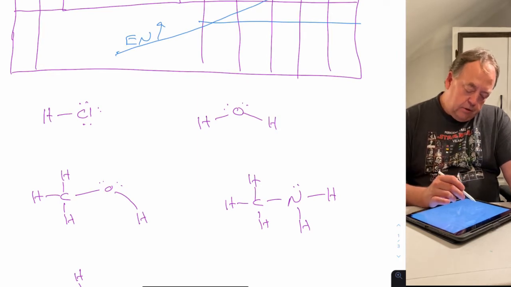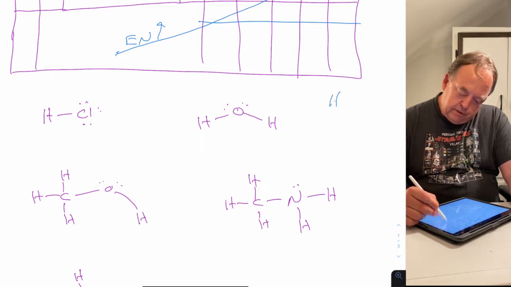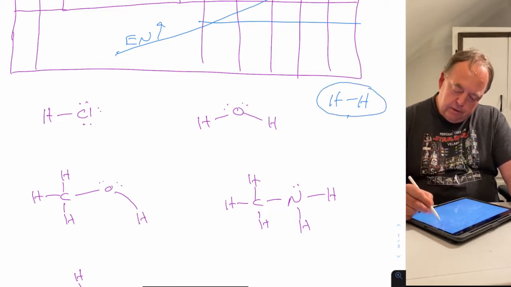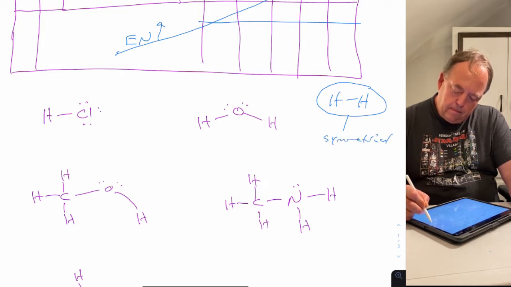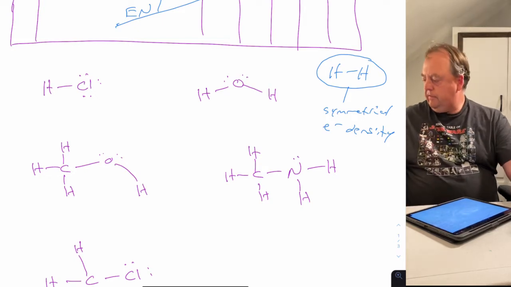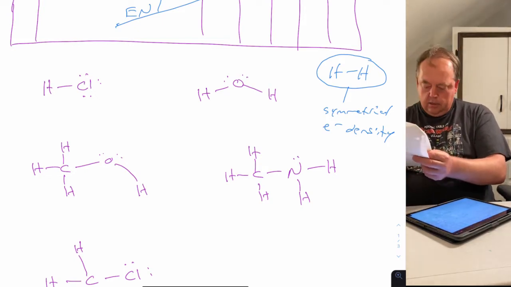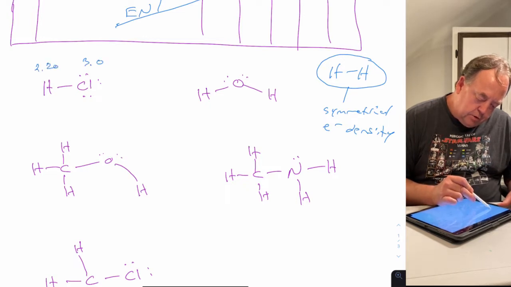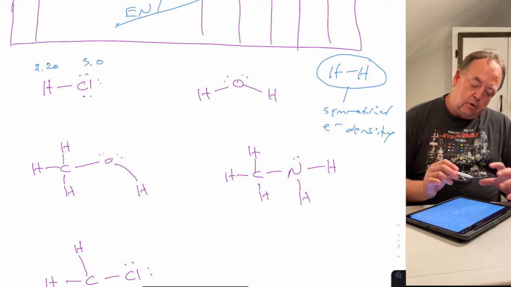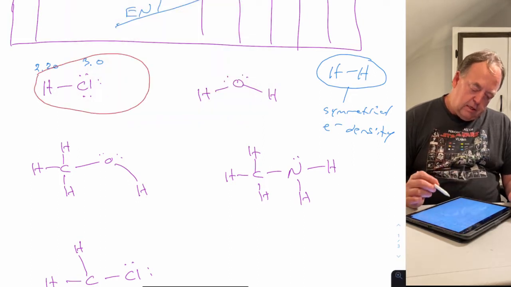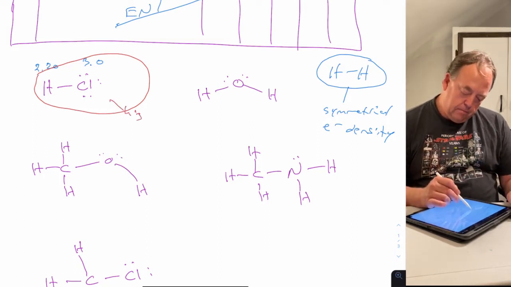If we look at HCl, for example, and compare it to something like H2, there's no difference in electronegativity, so the electron density in a molecule like H2 is perfectly symmetrical. But in a molecule like HCl, chlorine has an electronegativity of about 3.0, and hydrogen's about 2.20. So chlorine wants electrons more than hydrogen. If you looked at the electron density in the molecule, it would look something like that, where there's high electron density around chlorine and low electron density around hydrogen.